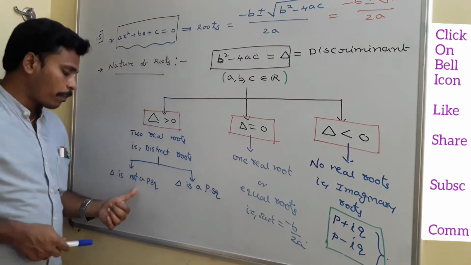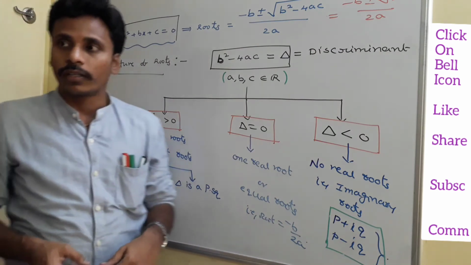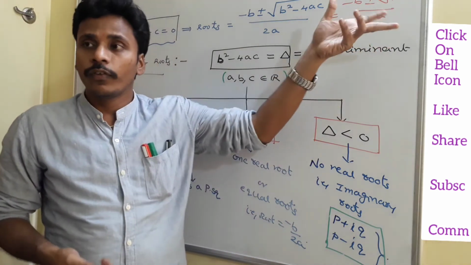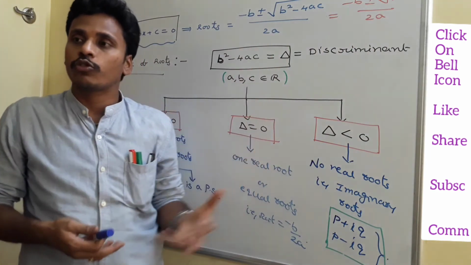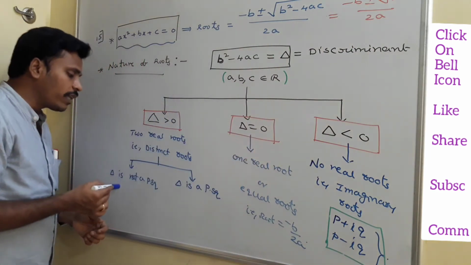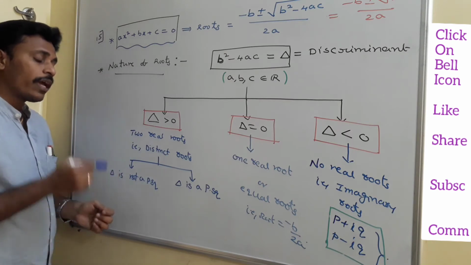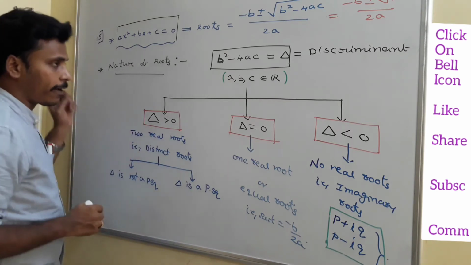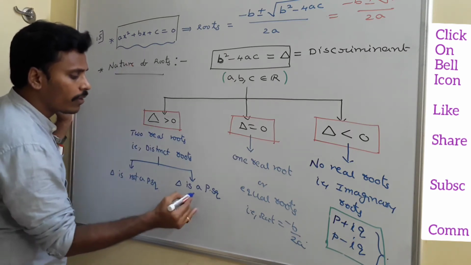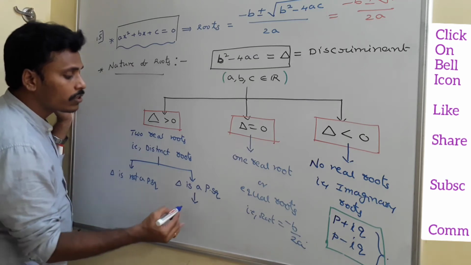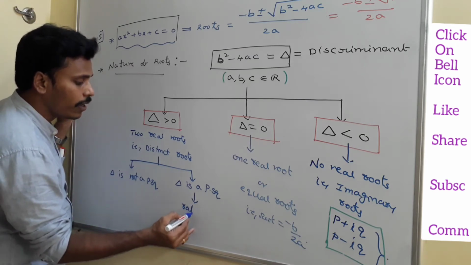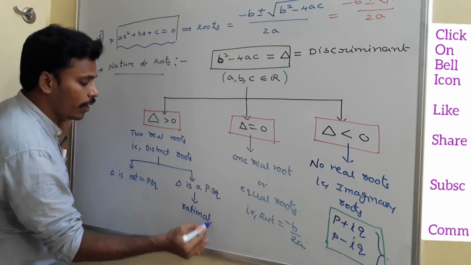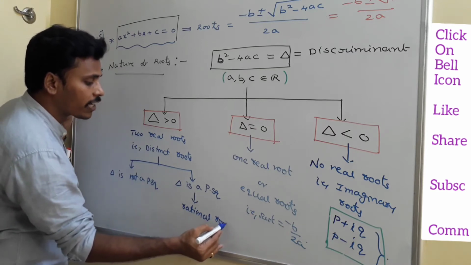If delta is not a perfect square, just like 11 or 12 or 13, then for root 11 we don't have a chance to simplify further. So you need to think whether delta is a perfect square or not. If delta is a perfect square, there is no square root term, so for sure the roots are rational. If the delta is a perfect square, then the roots are rational.